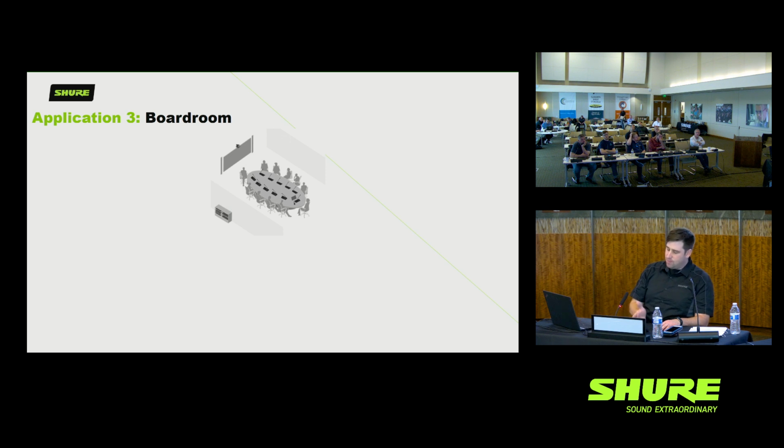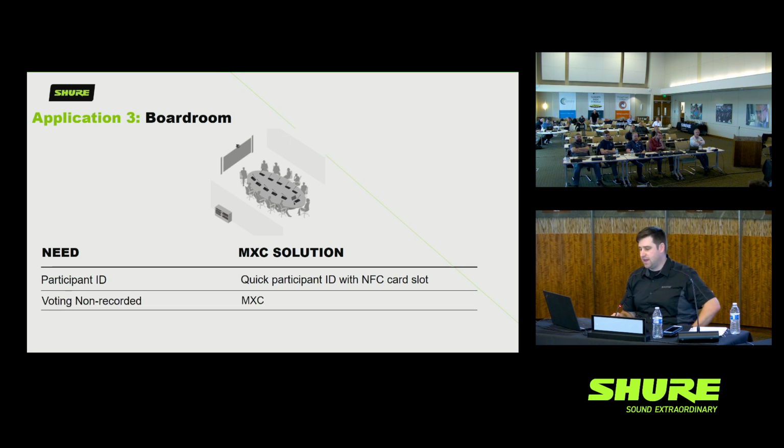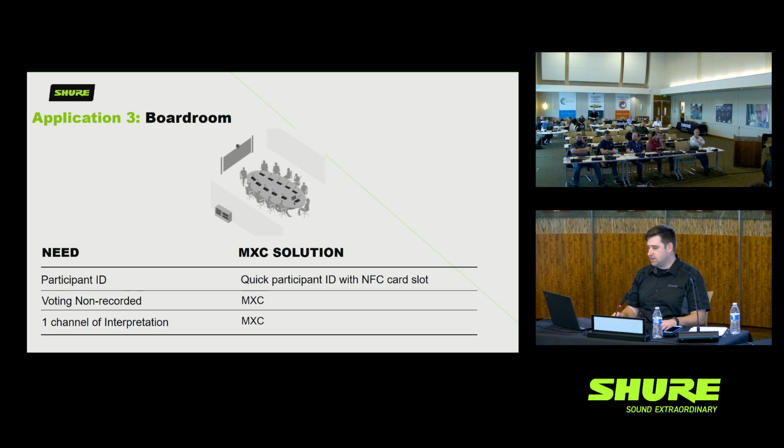And scaling it all the way back to a boardroom, something really small, but they want high functionality. Having that NFC card for participants to be able to just quickly come in, sit down, slide their card in, and get the meeting up and going is really handy. They want voting, well, that's already included. It's just not recorded, and they're fine with that. So the MXC software out of the gate with FL6000 will do that. And then single channel of interpretation, well, that can support 4 right out of the box, so that's just included.